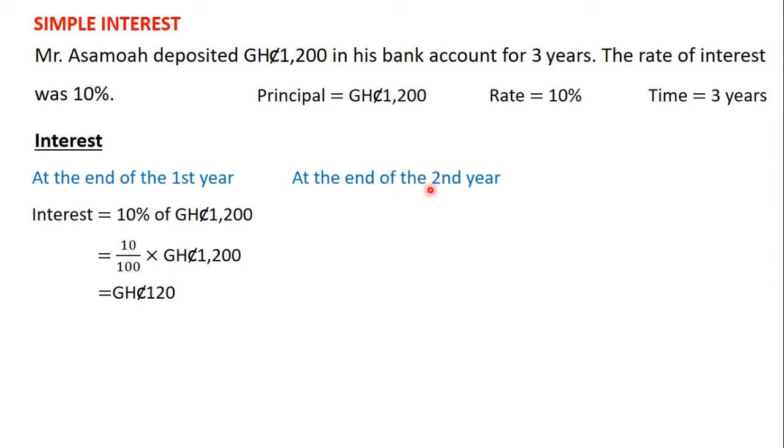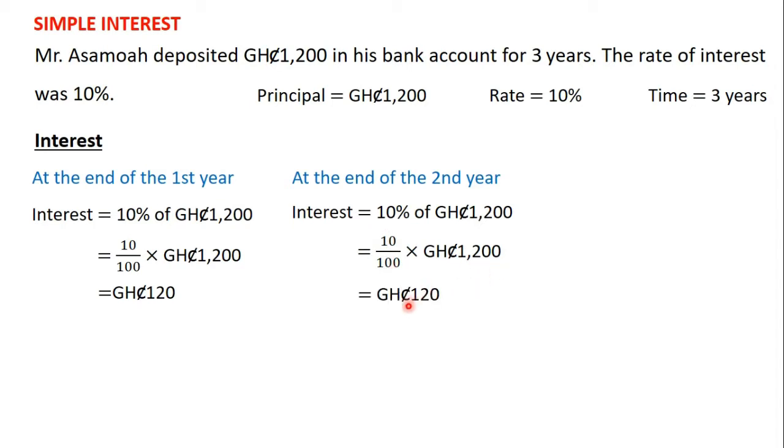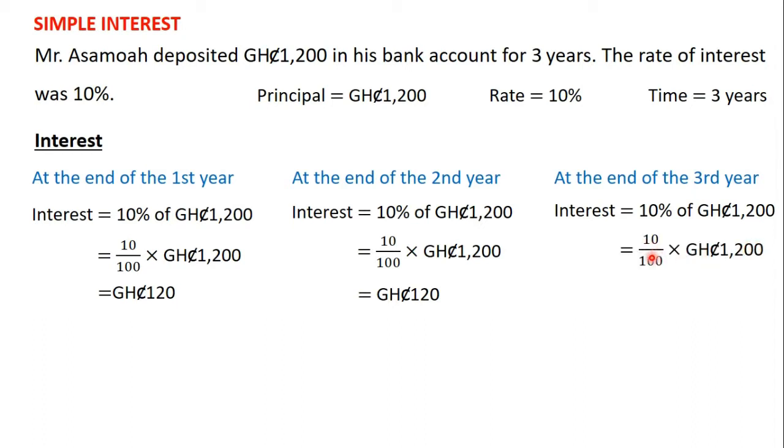Now, at the end of the second year also, Mr. Samuel's interest will still be 10% of 1,200 cedis. And this is the same as 10 divided by 100 times 1,200 cedis. And this will give us 120 cedis. At the end of the third year also, Mr. Samuel's interest is still 10% of 1,200 cedis. And this is 10 divided by 100 times 1,200 cedis, which is 120 cedis.